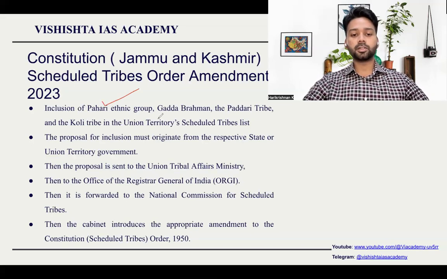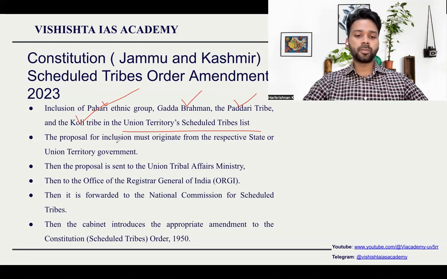Inclusion of the Pahari ethnic group, Gadda Brahmin, Paddari tribe, and Koli tribe. All these tribes are inhabitants of Jammu and Kashmir, and at present they have been included in Jammu and Kashmir's scheduled tribe list. This point is important. Remember the names of these tribes.